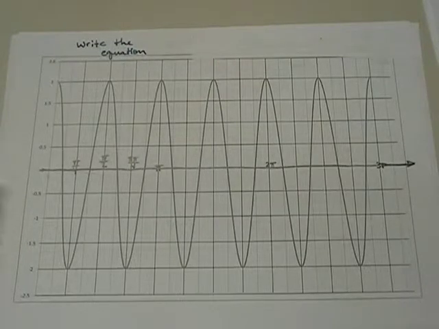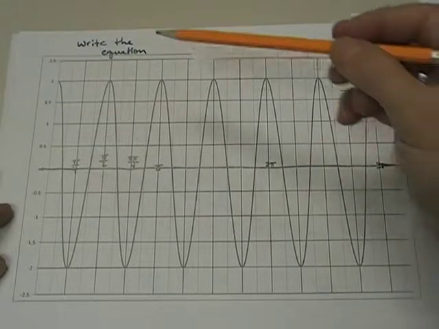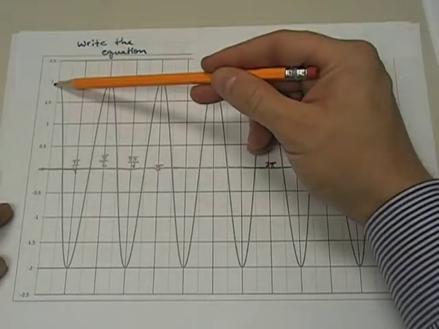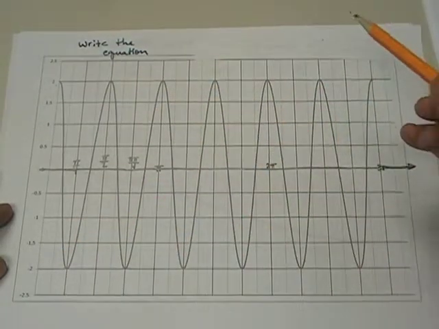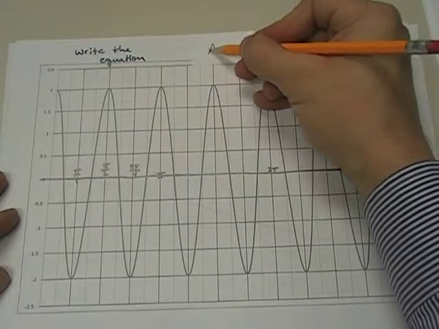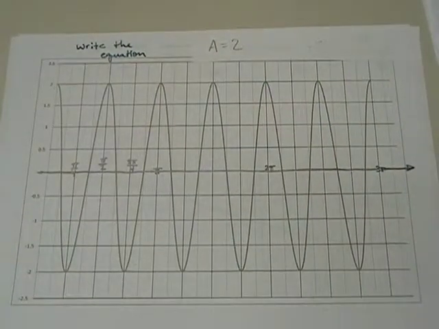Now, the first thing I look at is amplitude. The maximum occurs at 2. The minimum occurs at -2. And this tells me 2 things. It tells me that the amplitude equals 2 because the total height of the graph is 4 and the total height divided by 2 is the amplitude.